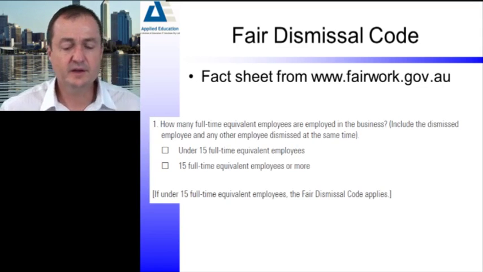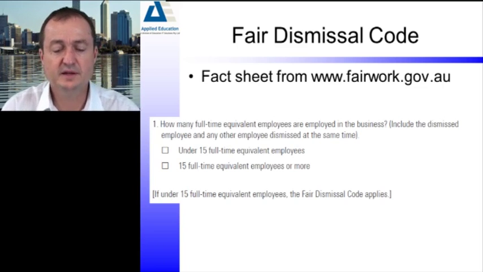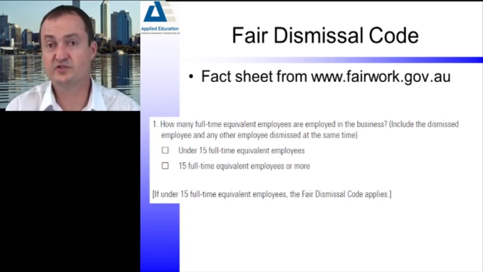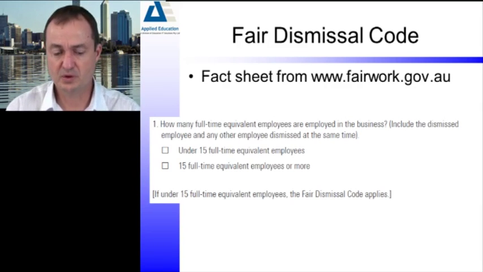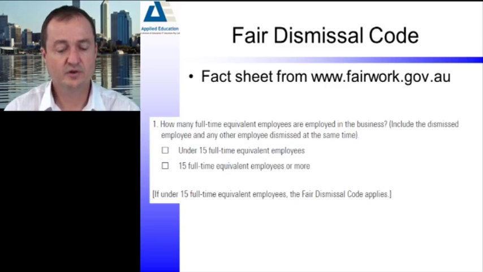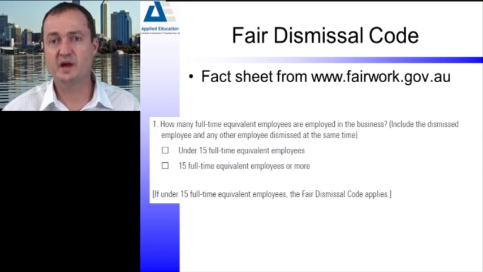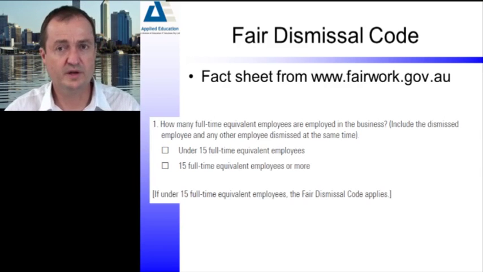Now, on this screen, I've got the first part of the Small Business Fair Dismissal Code checklist, and it's just asking you if you've got under 15 or more than 15 employees. So if you employ under 15 employees, the qualifying period for unfair dismissal is 12 months. More than 15 employees, then the qualifying period goes down to 6 months. You would think within this time frame you'd be able to establish whether or not the employee is capable of doing their job.